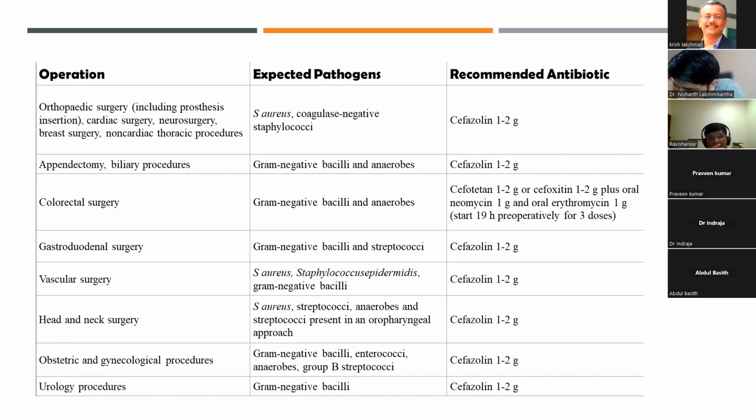And these are the common surgeries and the expected pathogens during the surgeries. Yeah, we have covered this. You can go on. Yes, sir.